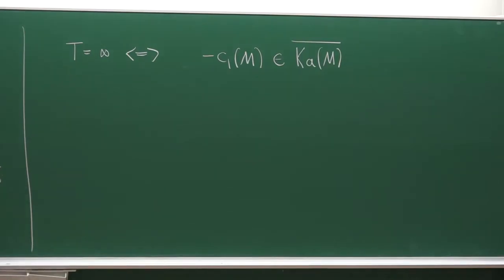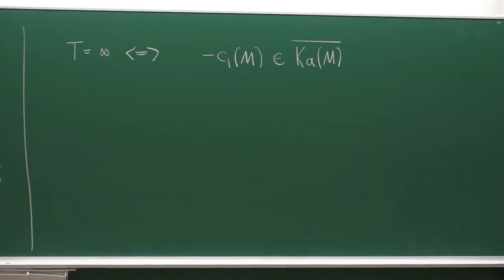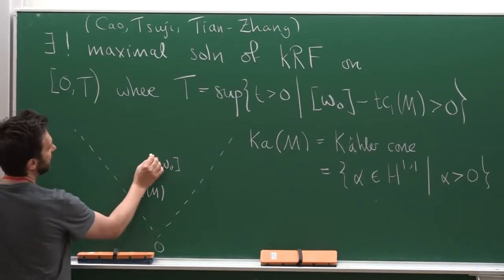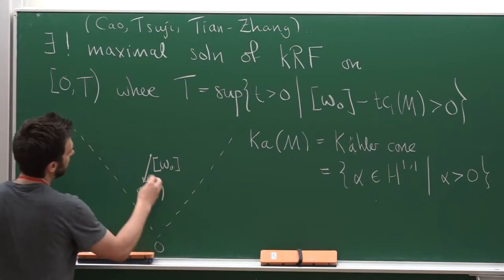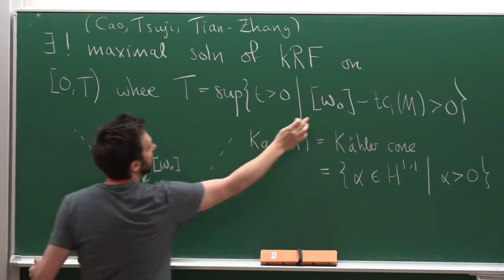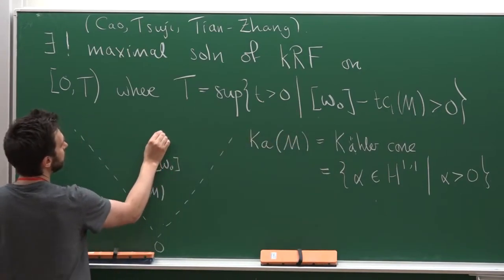So suppose this is c1 of m. I'll draw it so that it does lie in the right way. So this is c1 of m. Then of course minus c1 of m is going in the opposite direction, and then you see that the Kähler-Ricci flow will, this family of classes will be in this direction.